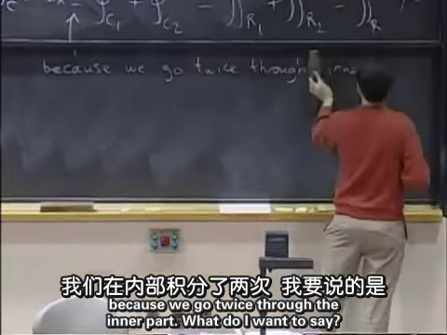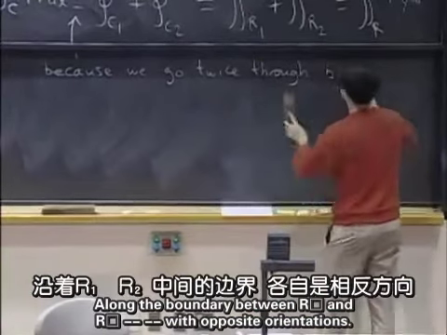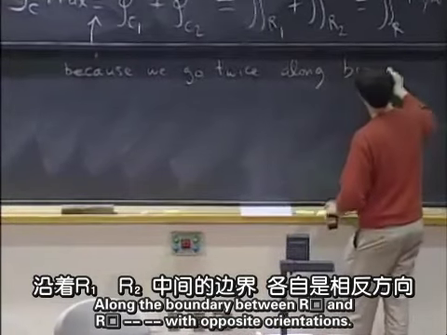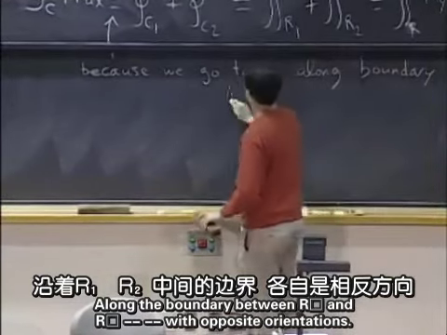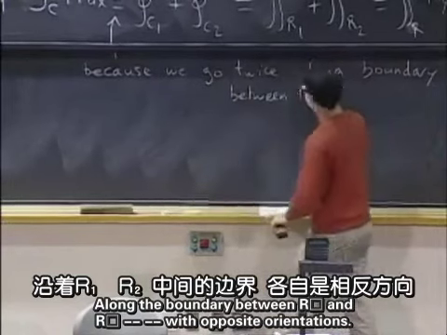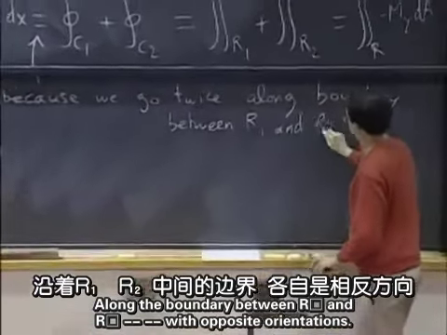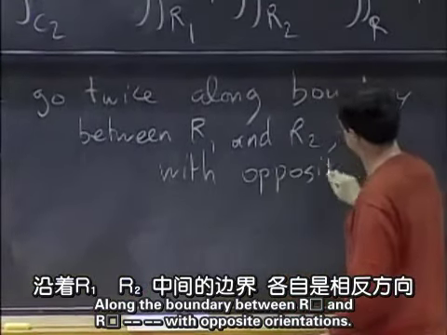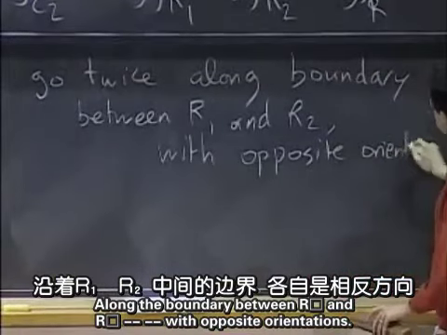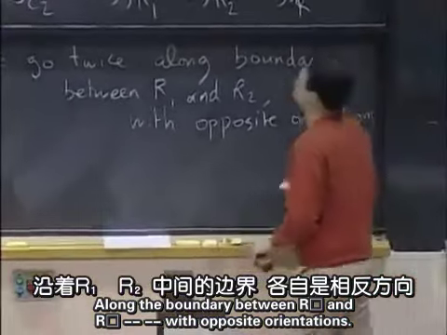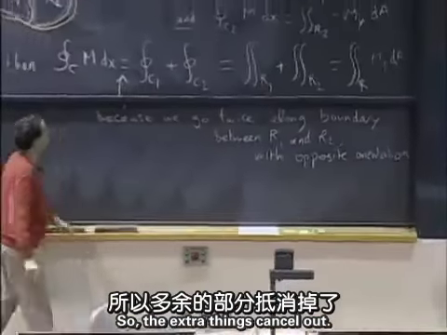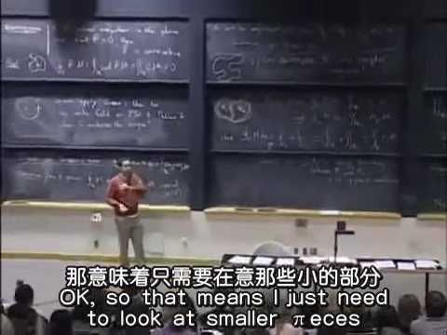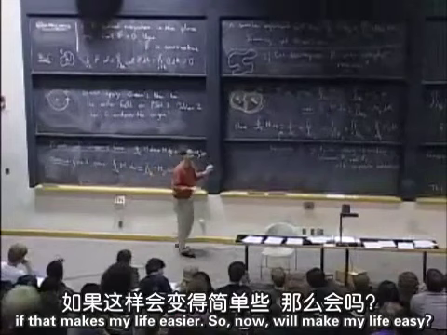Well, what do we want to say? For the boundary, well, we go twice, along the boundary between R1 and R2, with opposite orientations. So the extra things cancel out. Okay, so that means I just need to look at smaller pieces if that makes my life easier.